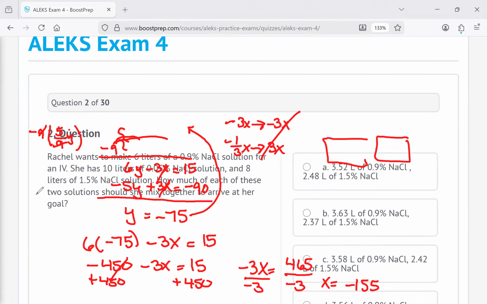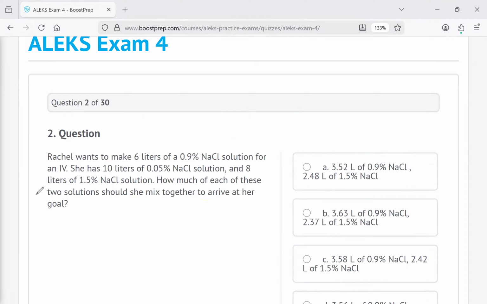Okay, here is a confusing problem that's related to solutions. I had to think about this when I did this problem. Question 2 says Rachel wants to make 6 liters of a 0.9% NaCl solution for an IV. She has 10 liters of 0.05% NaCl solution and 8 liters of 1.5% NaCl solution. How much of the two solutions should she mix together to arrive at the goal? So this one we have to come up with a system of equations.